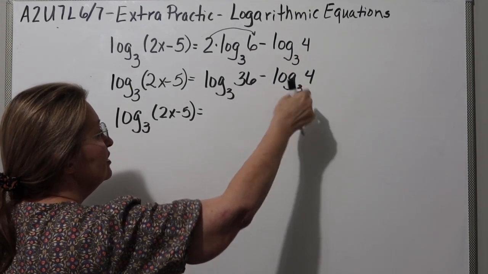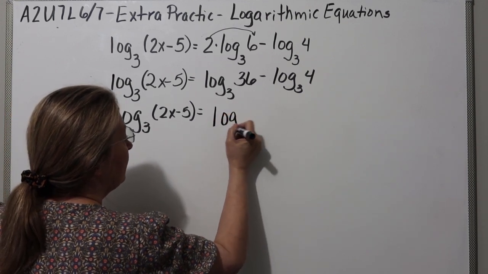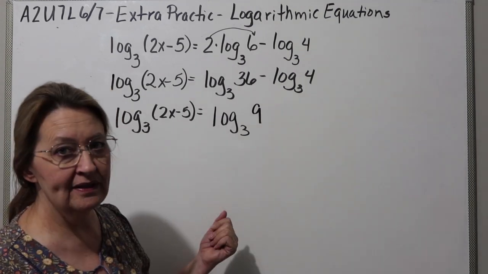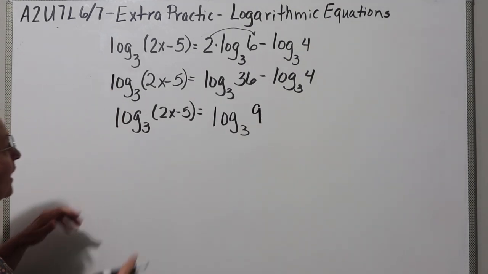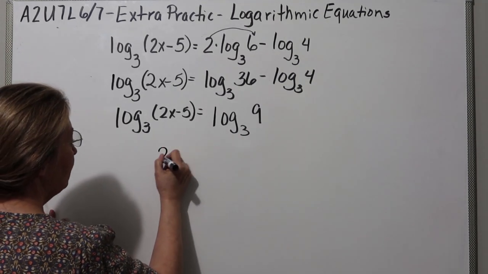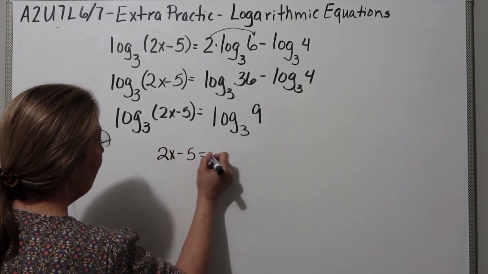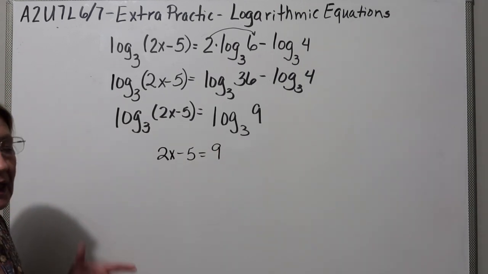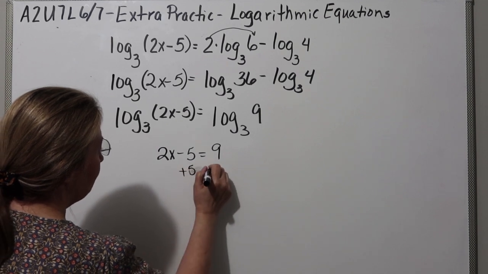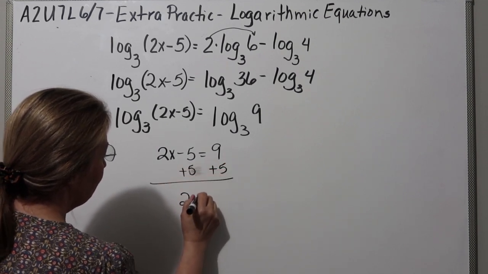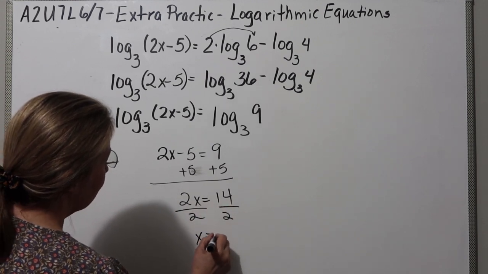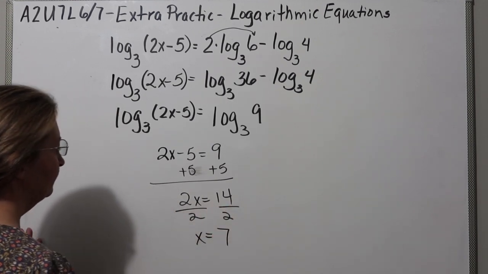So this would be log base 3 of 36 over 4. Now 36 over 4 is 9, so go ahead and simplify that. Now we have single logarithms, we have matching bases, so we can set up an equation of 2x minus 5 is equal to 9, and then we can solve real quickly. I'm going to add 5 to each side, and I get 2x is equal to 14, divide by 2, and I get x is equal to 7.